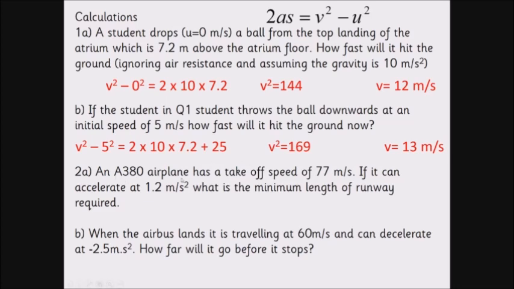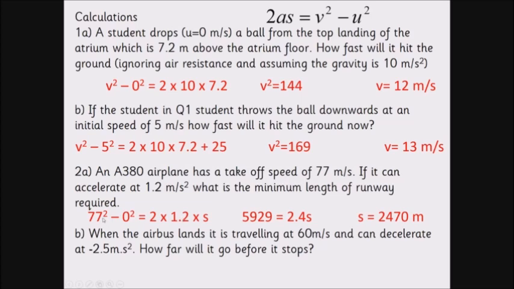Okay, an A380 airplane has a takeoff speed of 77 meters per second. If it can accelerate at 1.2 meters per second squared, what is the minimum length of runway required? So let's put what we've got in. So we're going to have 77 squared, which is v squared, minus the starting velocity. It starts from 0, so 0 squared is equal to 2 multiplied by the acceleration, which we're given, times s, which we don't know. Okay, so rearranging all this, I've got 77 squared. 2 times 1.2 will be 2.4.